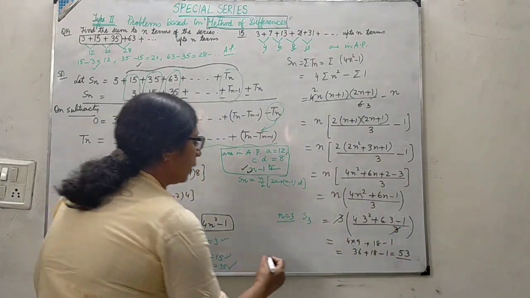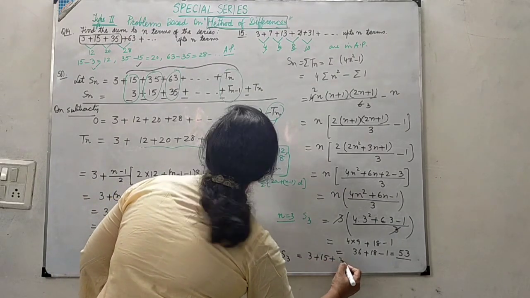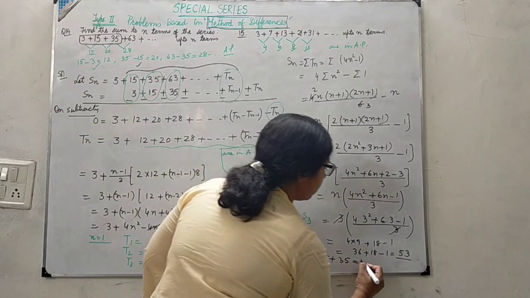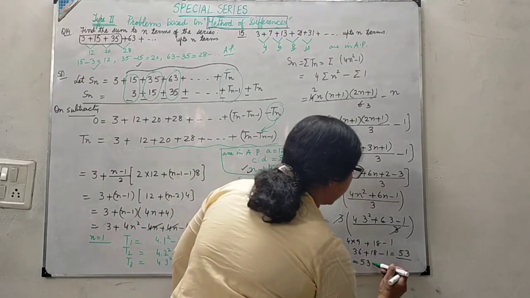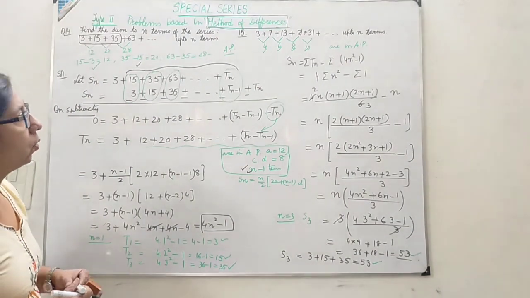Now let me check for S3. We are having 3 terms. First 3 terms with this we have, this is 53. So I have taken randomly and verified the answer. You may take any n over here.